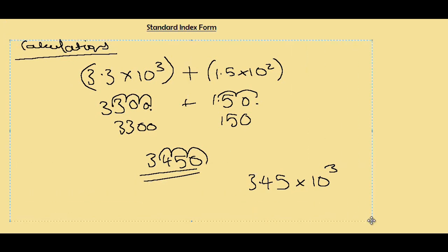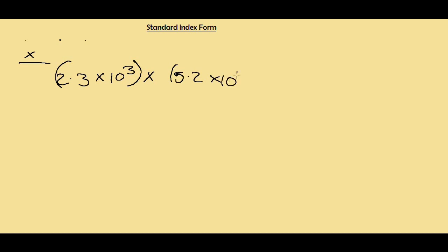Subtracting is exactly the same, we just convert into normal form and then do the subtraction. Okay, what about if we wanted to multiply using standard index form? So here's the example, 2.3 times 10 to the power of 3, multiplying this by 5.2 times 10 to the power of 4. Well, this can actually be done just using standard index form. We don't need to convert into normal form and do a whole multiplication of very large numbers. That will take a long time.